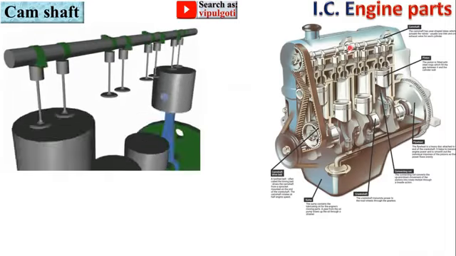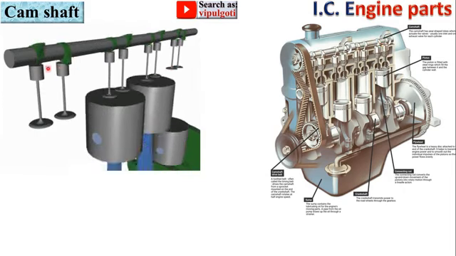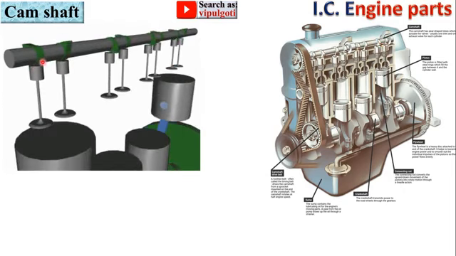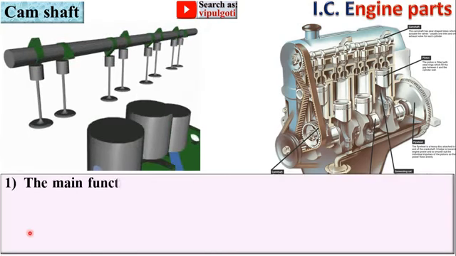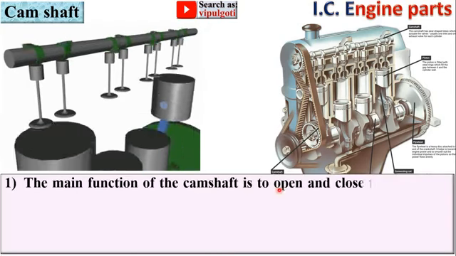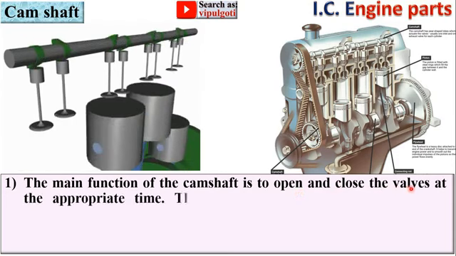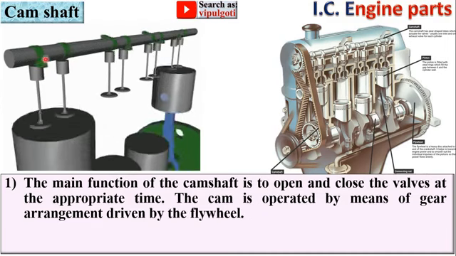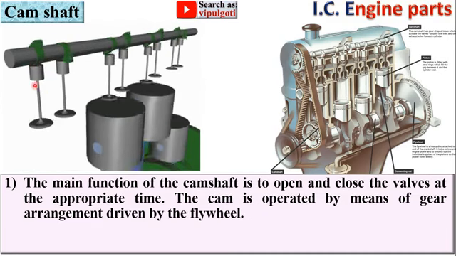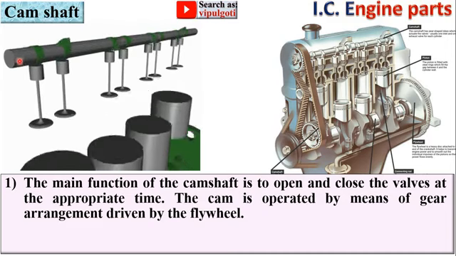Next, camshaft. So here you can see this one is the camshaft, and here this is the animation. Camshaft on which cams are mounted. The main function of the camshaft is to open and close the valves at the appropriate time. So here you can see this is the intake valve and exhaust valve, and that is operated by these cams that are mounted on the camshaft.